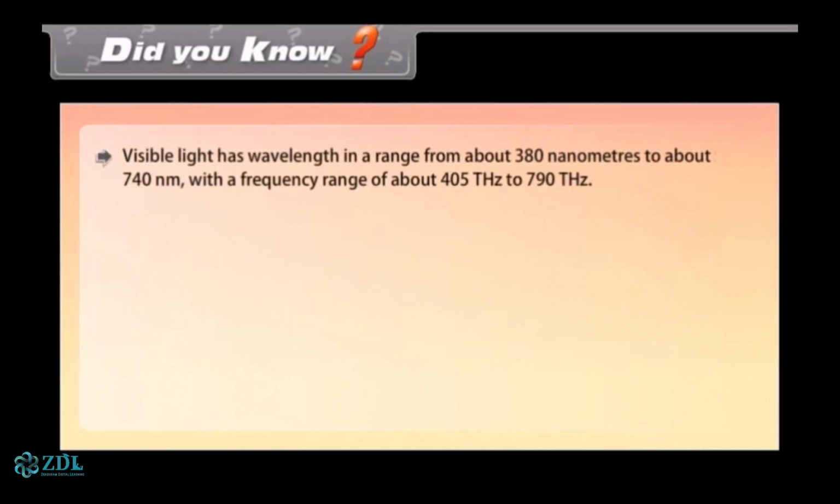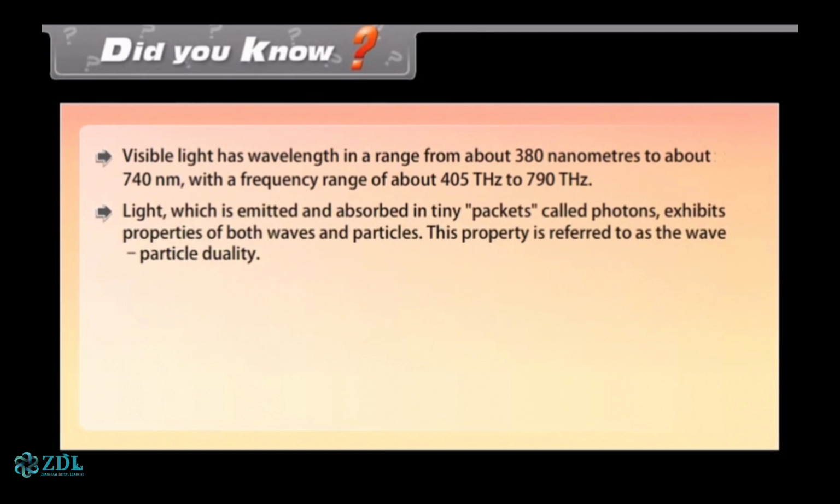Did you know visible light has wavelength in a range from about 380 nanometers to about 740 nanometers with a frequency range of about 405 terahertz to 790 terahertz. Light which is emitted and absorbed in tiny packets, called photons, exhibits properties of both waves and particles. This property is referred to as the wave-particle duality.